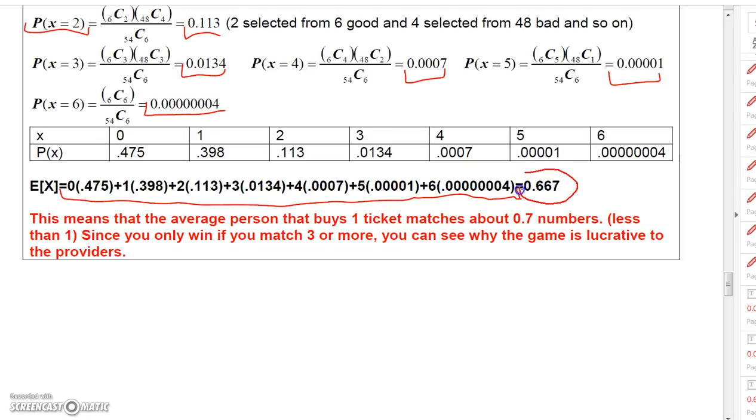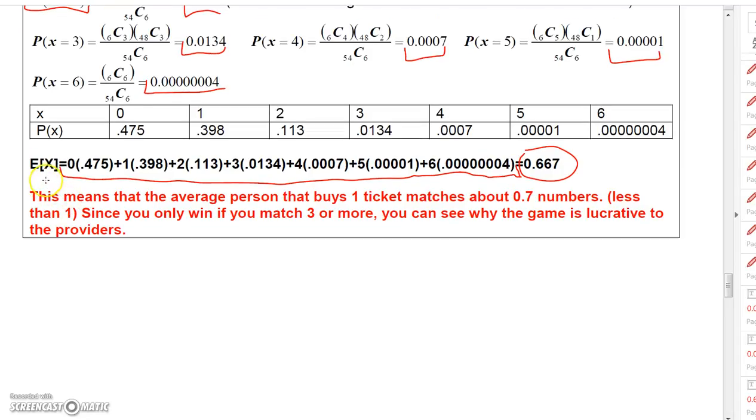Now what's interesting about that is the average person is going to match less than 1 number. So the average person is going to match about 0.7 of those numbers. But you don't make any money unless you match 3 or more. So you can see why this game is lucrative to the providers of the game.